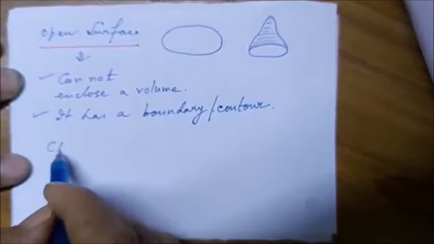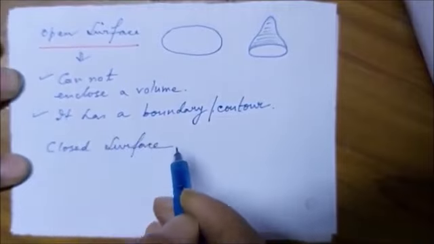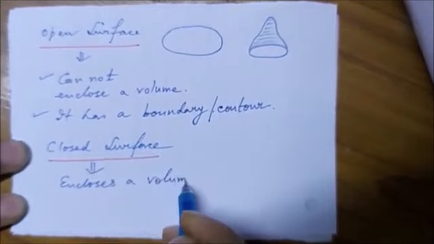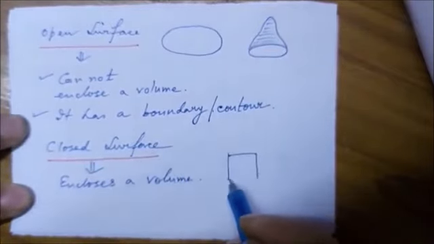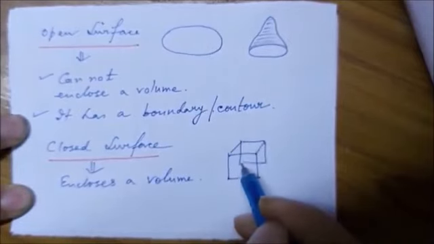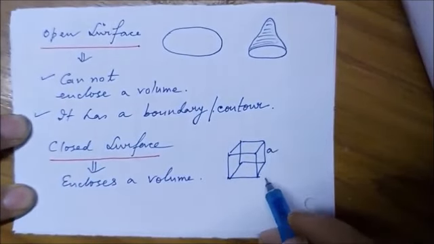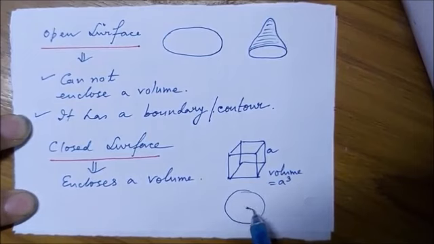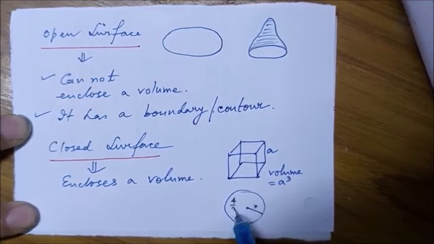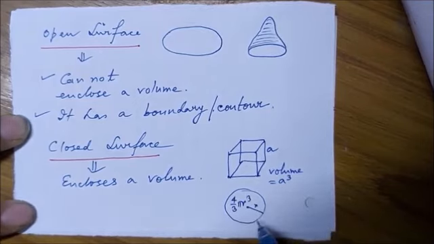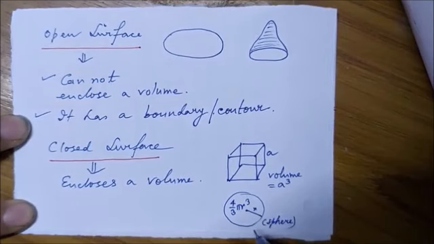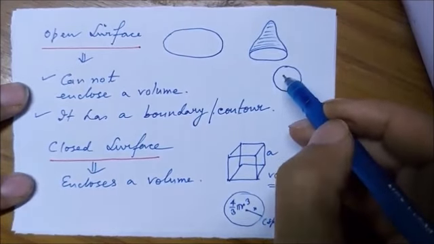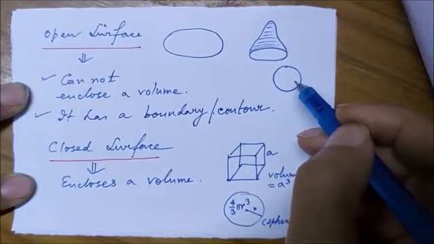We are now in a position to define what we mean by a closed surface. Clearly, a closed surface encloses a volume. For instance, we can think of a cube of side a, and the volume is a cubed. A sphere of radius r will have a volume 4 by 3 pi r cubed. This is a sphere, but a circle is not a closed surface but an open surface, which has an area pi r squared, but it cannot enclose any volume.